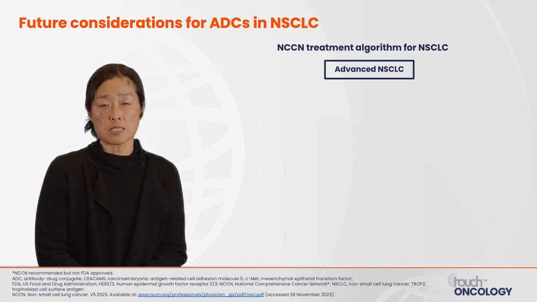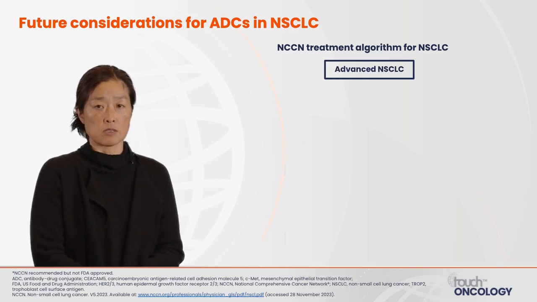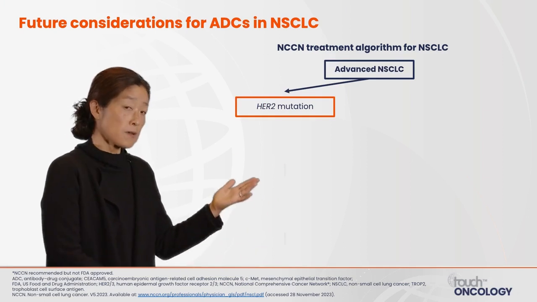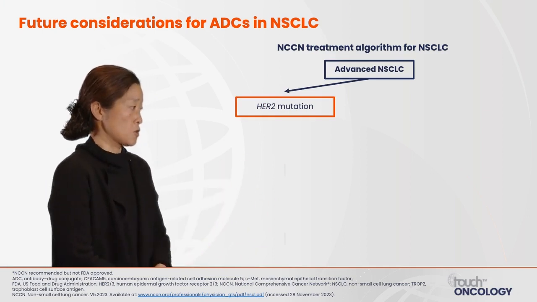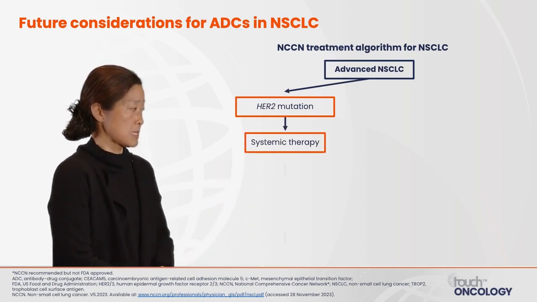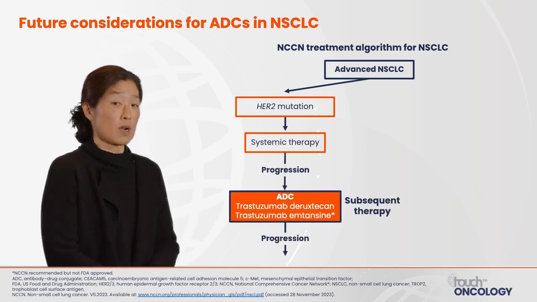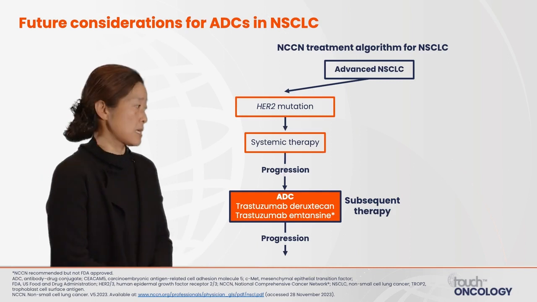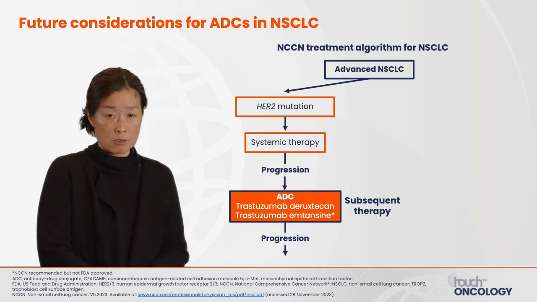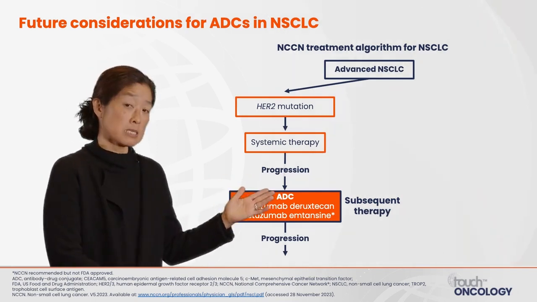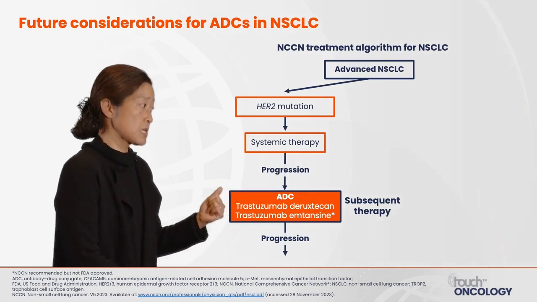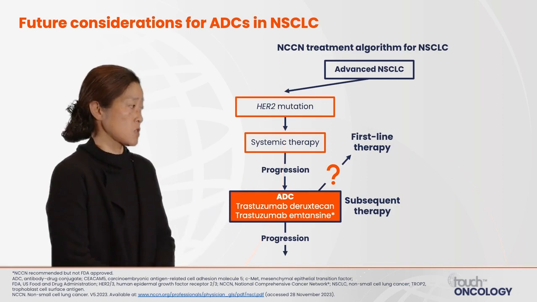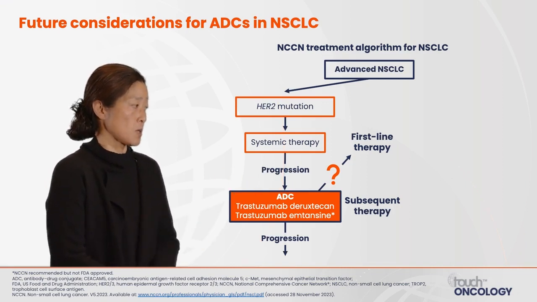So future considerations for ADCs in non-small cell lung cancer. When we think about how we treat a patient with non-small cell lung cancer, if a patient has in their tumor a HER2 mutation, we would do first-line systemic therapy, and then at progression, we have options of ADCs. Remember, trastuzumab deruxtecan is approved in this setting. Trastuzumab emtansine is another HER2-directed ADC. There are studies looking at, in patients with advanced lung cancer with HER2 mutations, whether ADCs such as this can be moved into the first-line treatment setting. And this is still an open question.